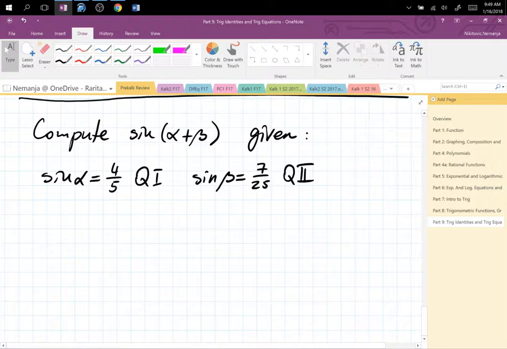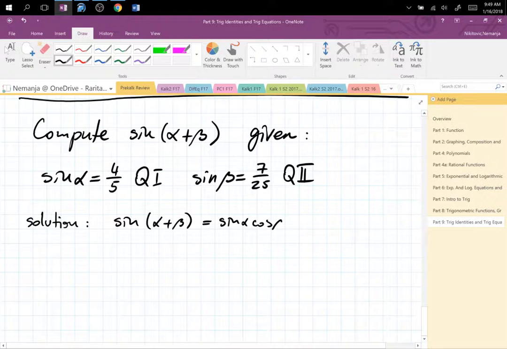Now, when you write the formula, so solution. When you write the formula for sine alpha plus beta, you quickly find you have sine alpha cosine beta plus cosine alpha sine beta.